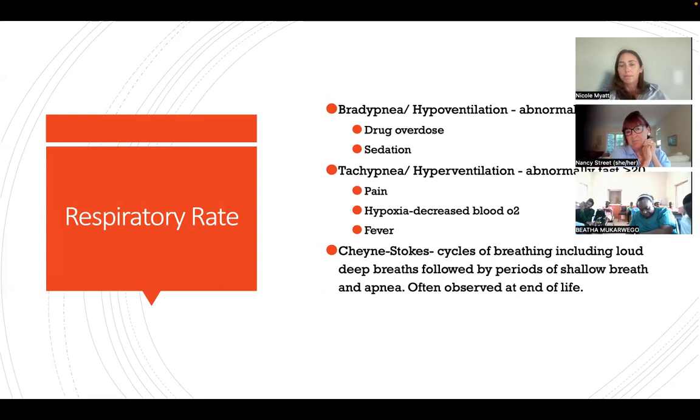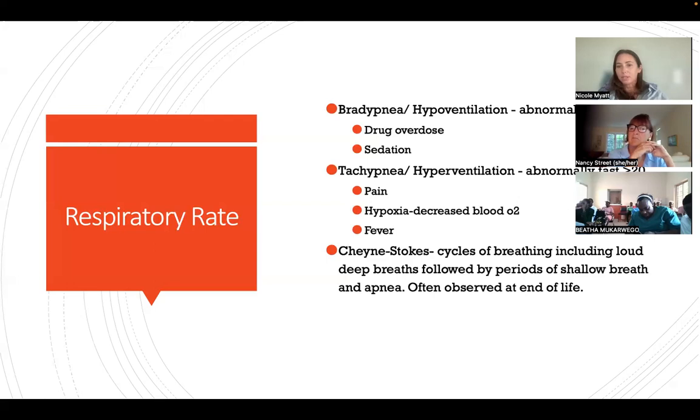Hypoxia. So when there is decreased oxygen in the blood, this is another way that your body will compensate. In addition to tachycardia, your body will start to breathe really fast in order to get more oxygen into the blood and then ultimately to the tissues. And then fever is another way, and it's sort of the opposite. It's like your body is trying to blow off some of that extra carbon dioxide that's being generated because of the metabolic processes that are happening.